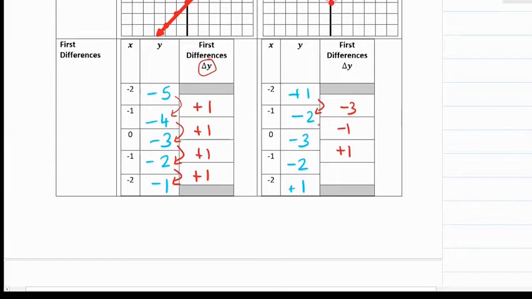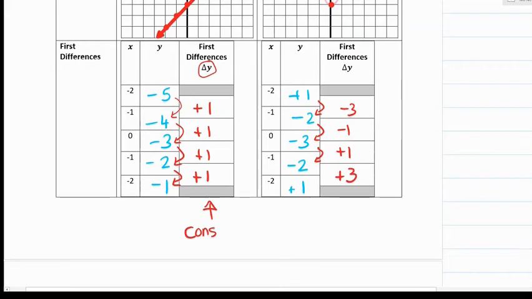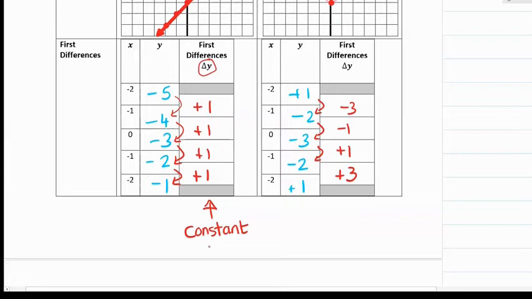You'll notice with this one, as we get further down, it's doing a few weird things, right? Where it's not the same. What you will notice with this relation is that the first differences are all constant, or the same. Whereas with the second relation, these are not constant.